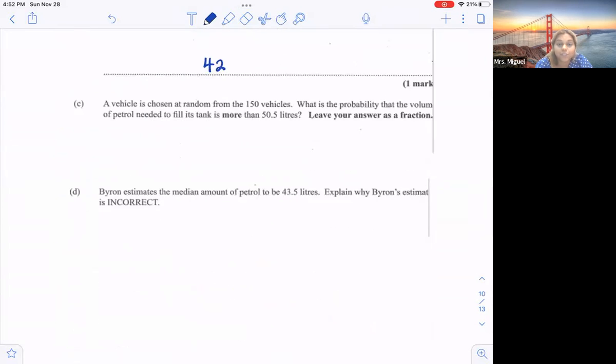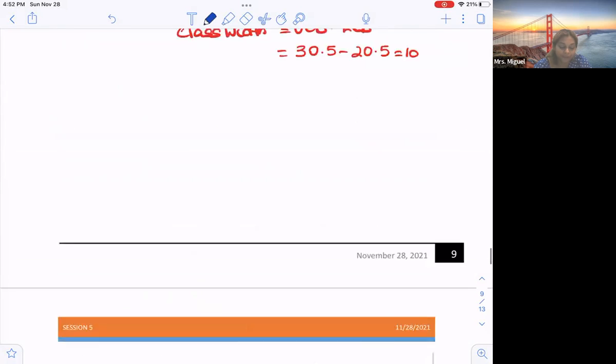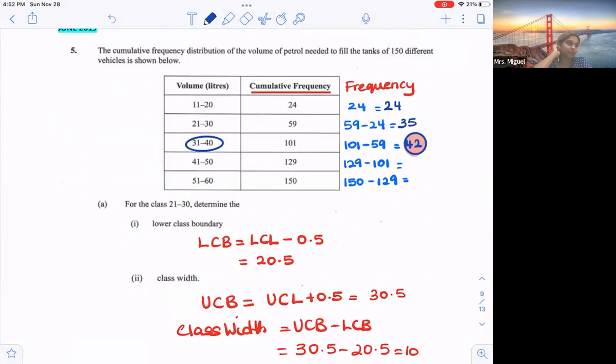A vehicle is chosen at random from 150 vehicles. What is the probability that the volume of petrol needed to fill the tank was more than 50.5? Right, so you remember we have to work out 129 minus 101. This is 28. And 150 minus 129, here's 21.